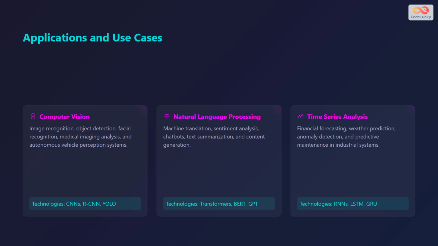Let's discuss some applications and use cases of deep learning. One major application is computer vision, which includes tasks such as image recognition, object detection, facial recognition, medical imaging analysis, and autonomous vehicle perception systems. Common technologies used in computer vision include CNNs, RCNN, and YOLO. Another key application is natural language processing, or NLP, which enables machine translation, sentiment analysis, chatbots, text summarization, and content generation. Technologies commonly used in NLP include transformers, BERT, and GPT. Lastly, deep learning is also applied in time series analysis, which facilitates financial forecasting, weather prediction, anomaly detection, and predictive maintenance in industrial systems. Technologies commonly used in time series analysis include RNNs, LSTM, and GRU.